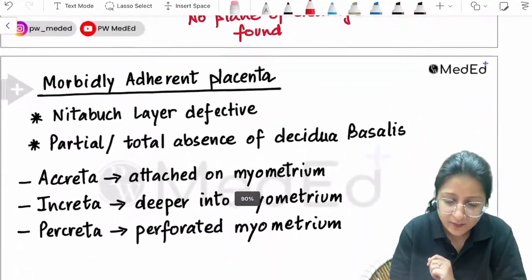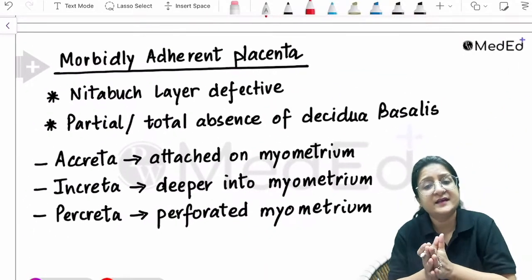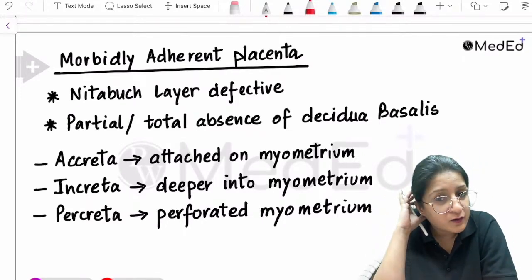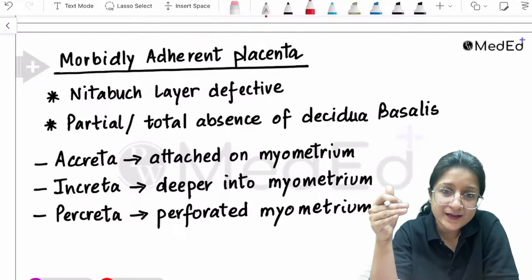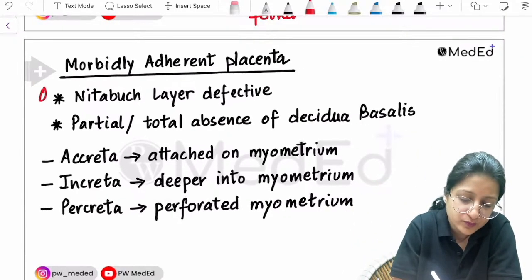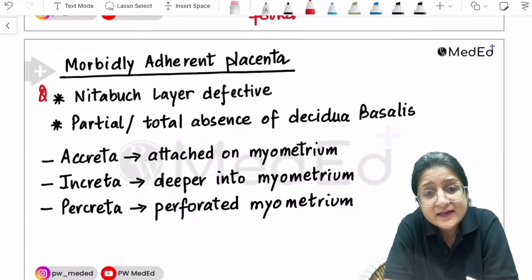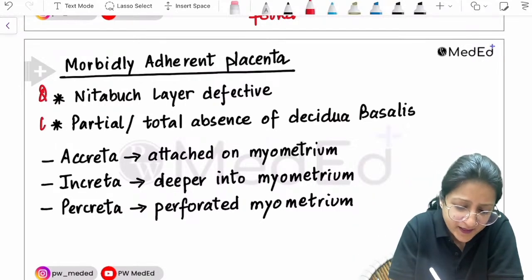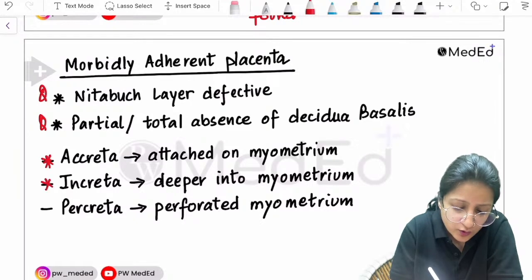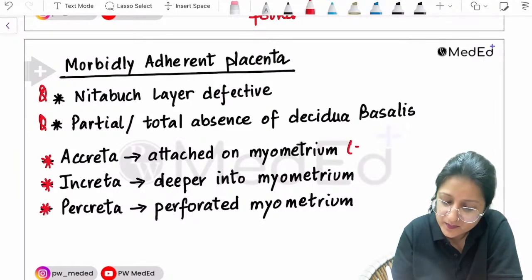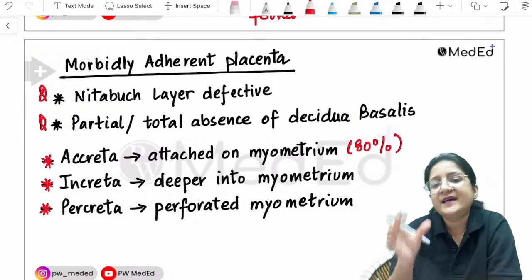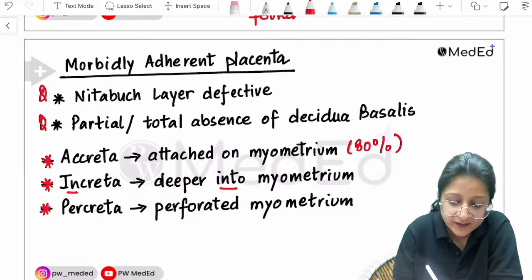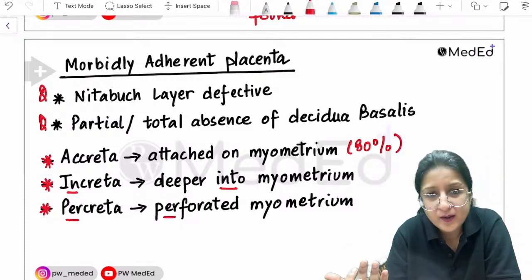Now let's have a look at some important points you need to know about morbidly adherent placenta for your MCQs. See, the Nitabuch layer, the zone of fibrinoid necrosis which prevents deeper invasion of placenta, that layer is defective. So that's one important question pointer, keep in mind. The decidua basalis is either totally absent or partially absent in places. Keep that in mind. So there are three types. Most commonly, in 80% of cases, it is placenta accreta, where it is just attached on the myometrium. Increta means it has gone deeper into the myometrium, and percreta means it has perforated the myometrium.